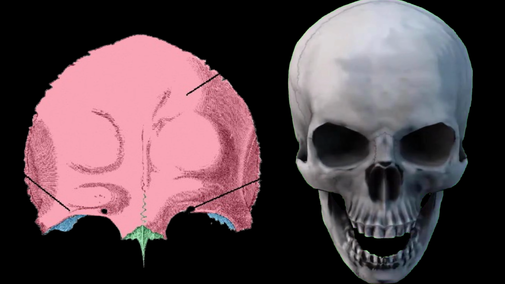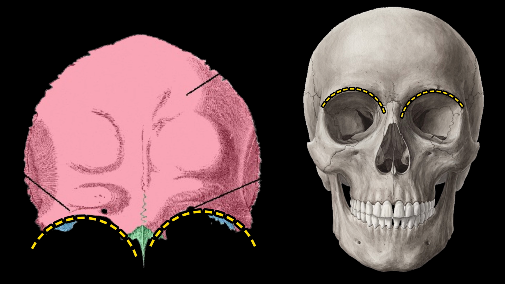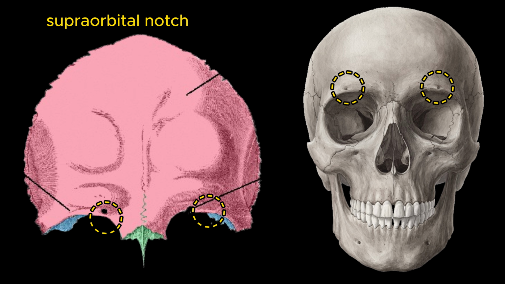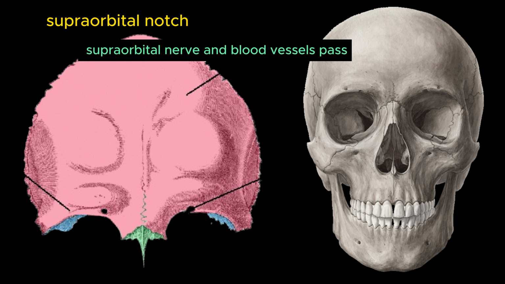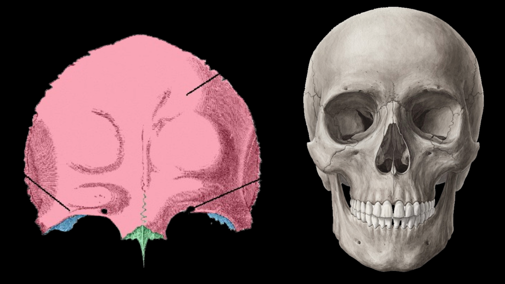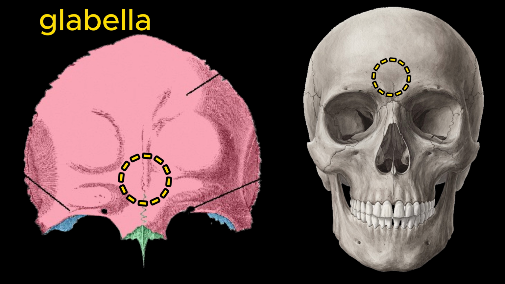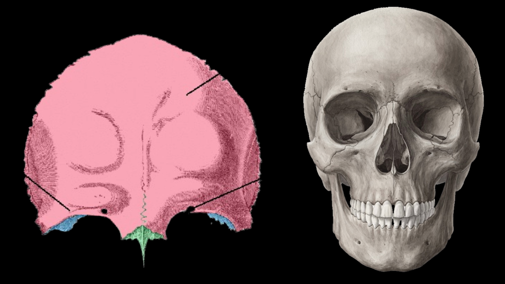It contributes to the formation of the supraorbital margin and contains the supraorbital notch, which acts as a channel for the supraorbital nerve and blood vessels to pass through. The middle part, just between the eyebrows, is the glabella. This is an important part used in the glabellar reflex. The orbital part. It contributes to the supraorbital margin. The nasal part. It's the part that protrudes inferiorly.